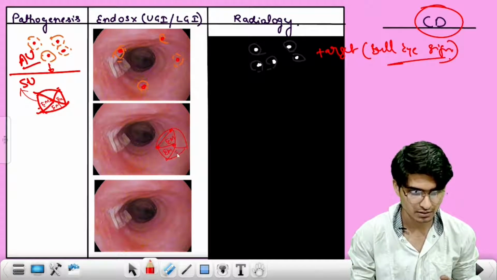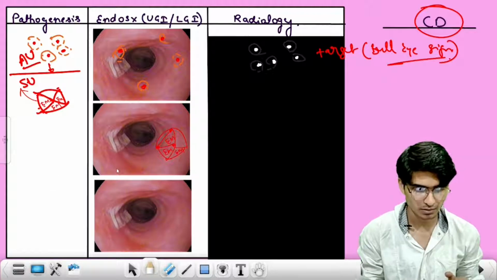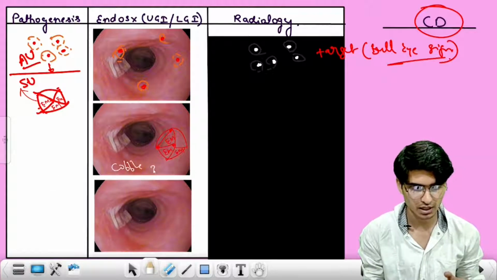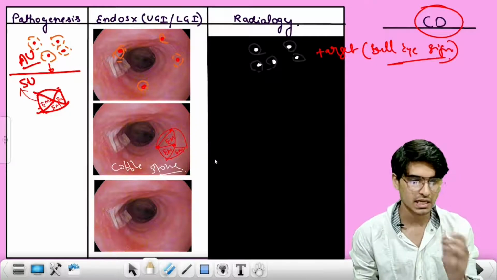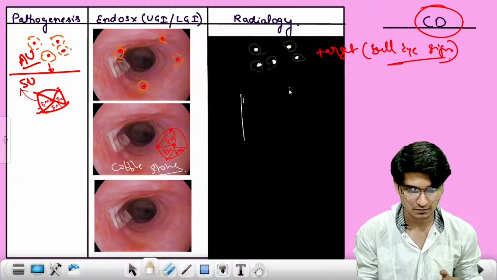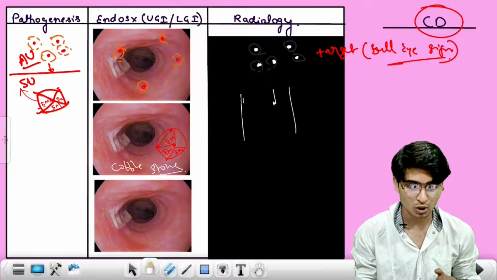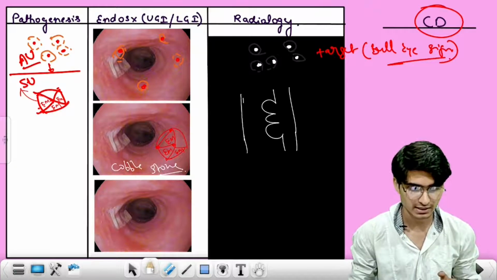And these were the cobblestone appearance. So this is the cobblestone appearance upon the endoscopy. And now we will go for the same thing in radiology here. This is the gut wall, and these cobblestones look like that, right? These were looking like that.